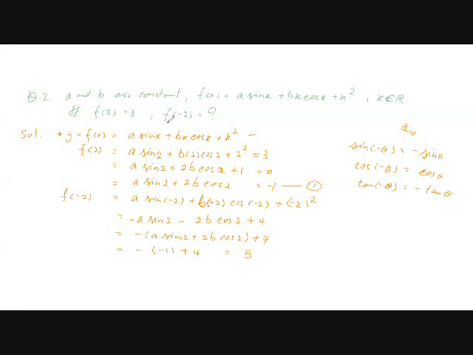So we get the answer now. F of x when x equals negative 2 equals 5. That's the final answer. Okay, that's question 2. Then we go to the next question, question number 3.